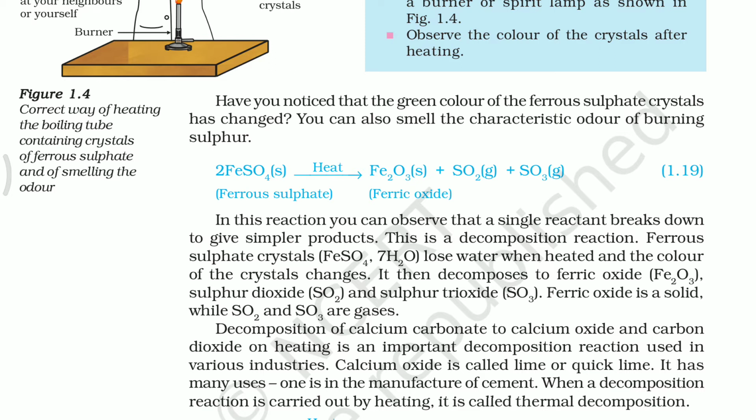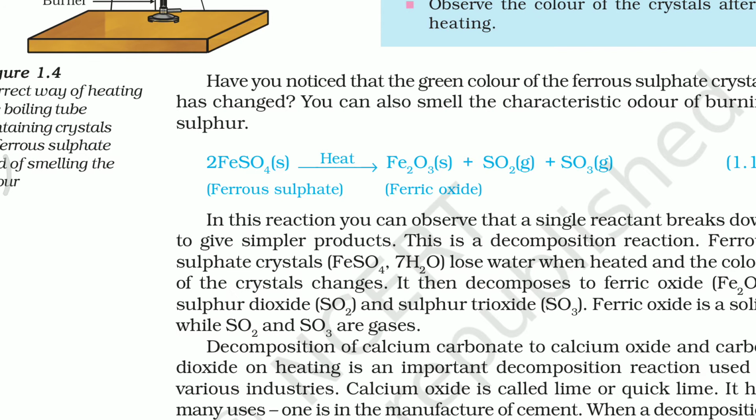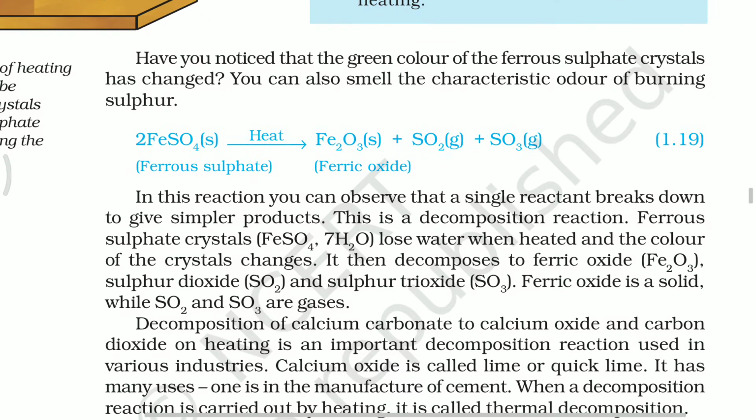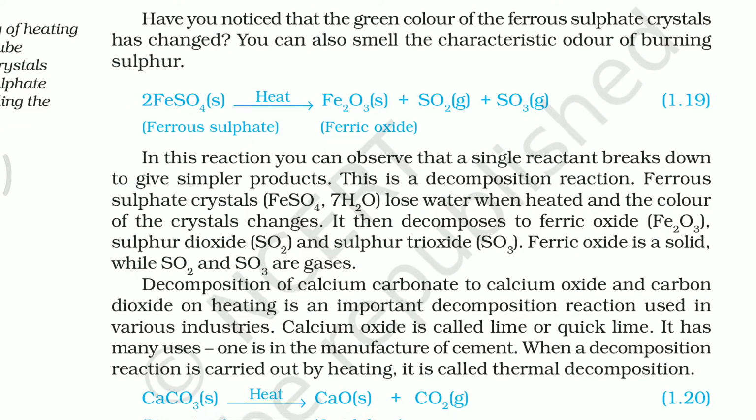ferrous sulfate crystals decomposes into ferric oxide, and also forms sulfur dioxide and sulfur trioxide. So if you observe the equation, FeSO4 gives rise to Fe2O3 and sulfur dioxide and sulfur trioxide. So on heating, ferrous sulfate crystals lose water and form ferric oxide, Fe2O3.